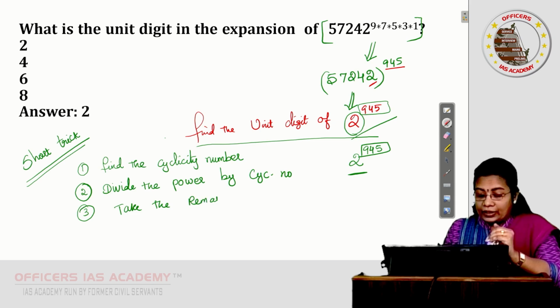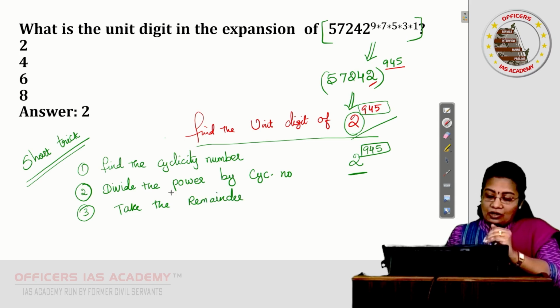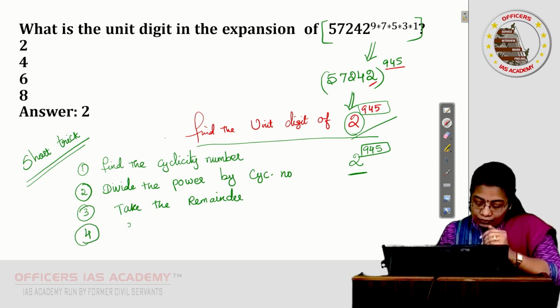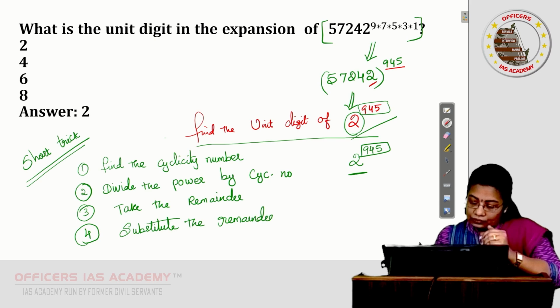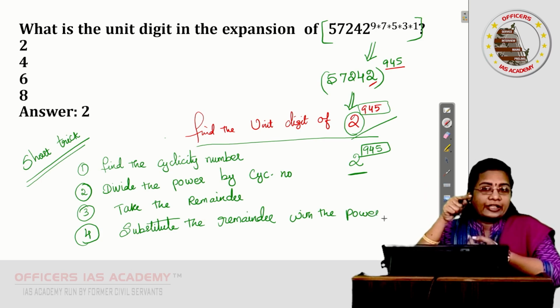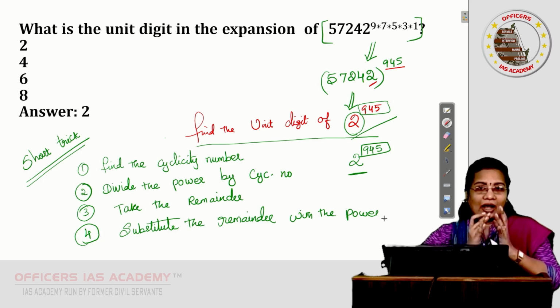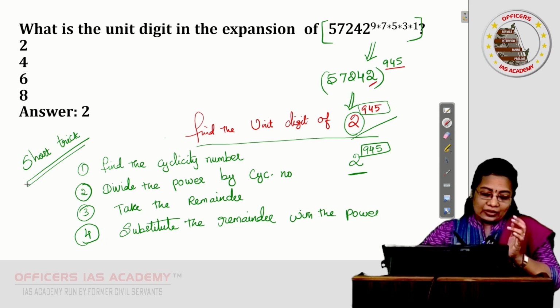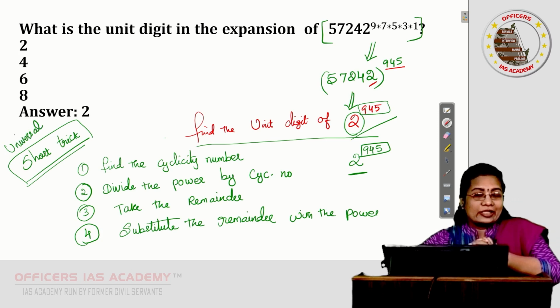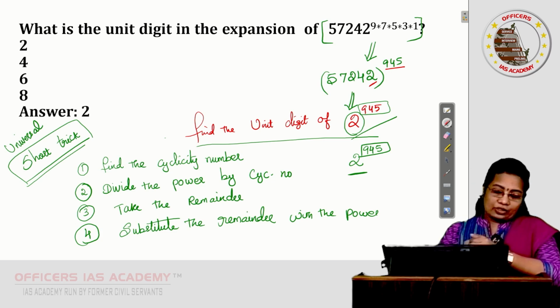After division you will be getting some remainder in every case. Here you can consider the remainder and finally substitute the remainder with the power. So, if you follow these steps, you will be getting a final result. What is the unit digit of that result? You can take that as your answer always. So, this is a universal short trick you can apply for any unit digit based simplification with powers.